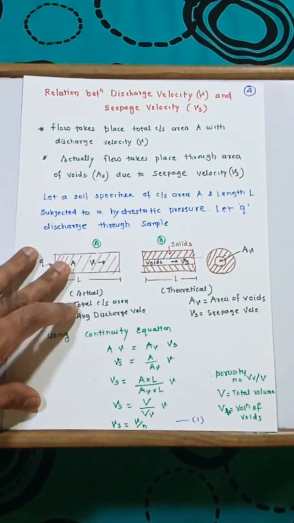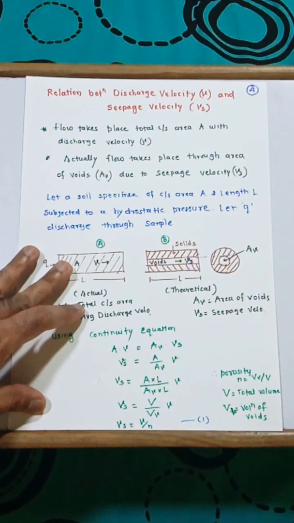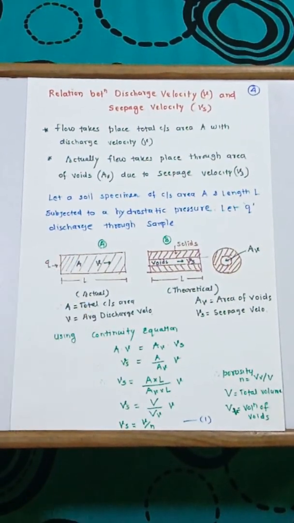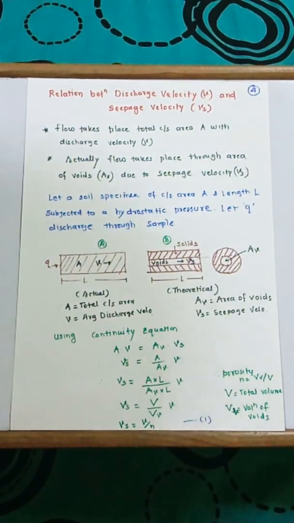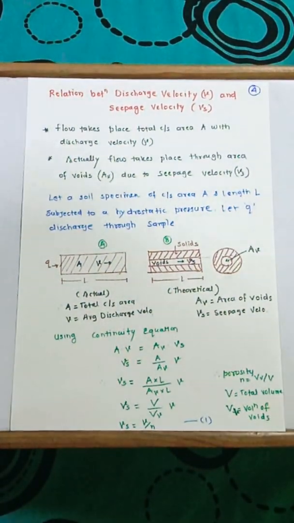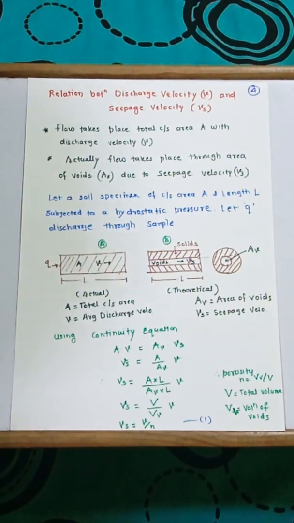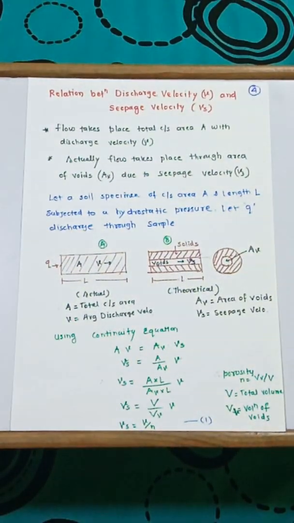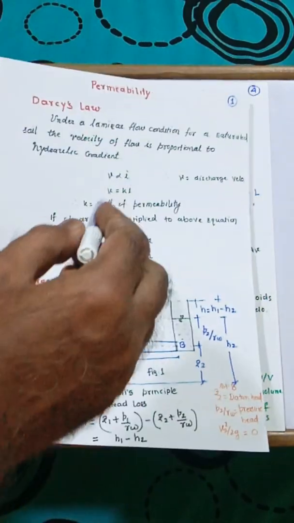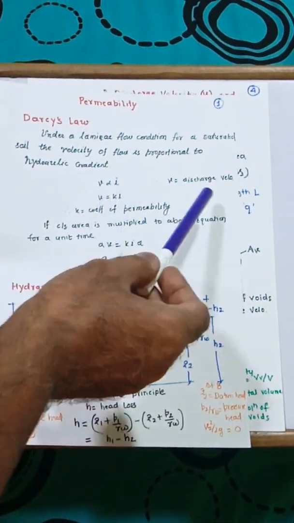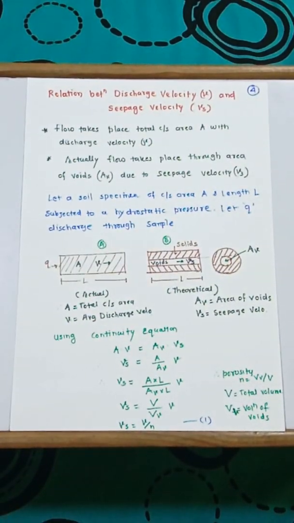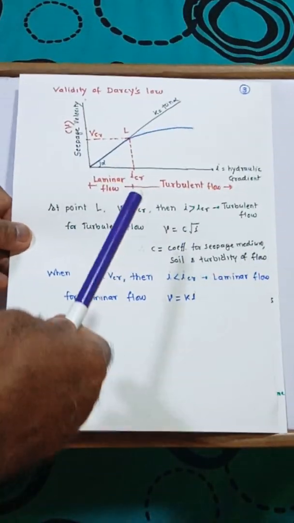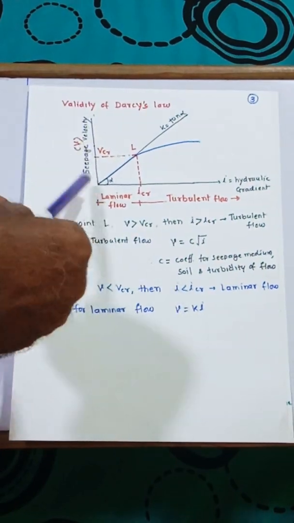So the next part we are going to discuss is another important one. Now, what is the difference between the discharge velocity and the seepage velocity? Earlier we discussed that this velocity V is called the discharge velocity, and in the last graph we discussed that this is a seepage velocity.